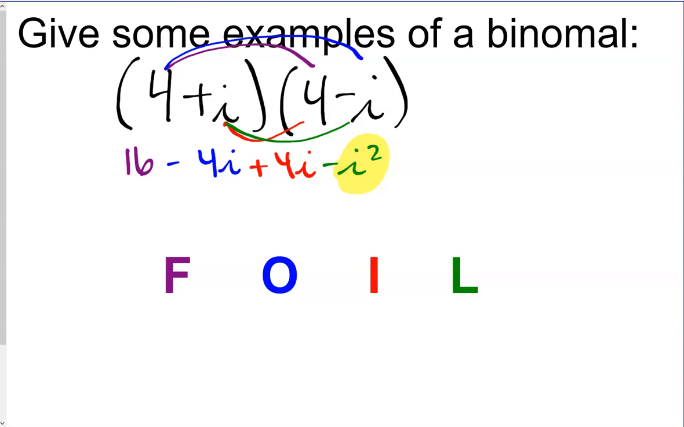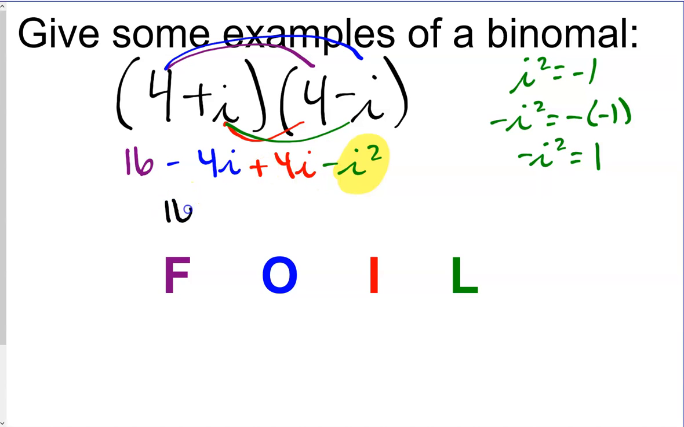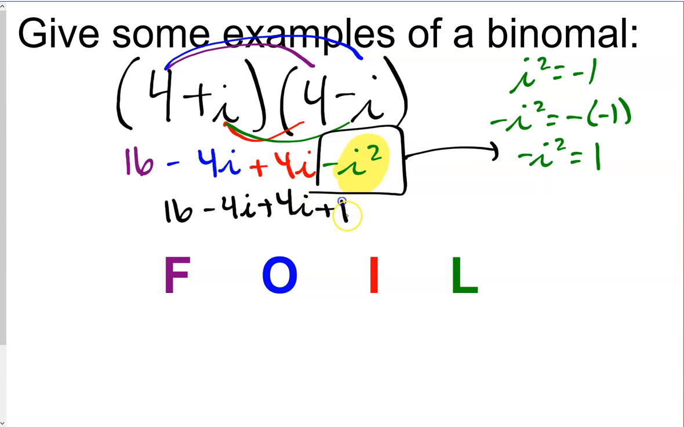All right, I see i squared again. So if i squared is equal to negative 1, and I have negative i squared, that's the same thing as having negative 1 times negative 1. So negative i squared is equal to positive 1. So I'm going to rewrite this to be 16 minus 4i plus 4i. And now this whole last piece is just a plus 1.